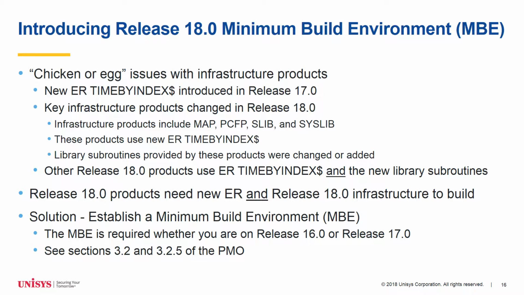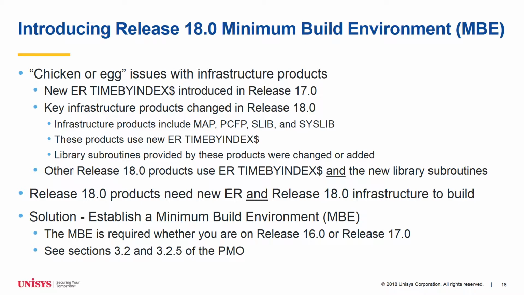To address this issue, we're introducing a new concept called the Minimum Build Environment, MBE for short. You must install a subset of software products from Release 18 on your Release 16 or 17 system before you can build, install, or execute the rest of the products associated with Release 18. This includes the Release 18 EXEC. You cannot build EXEC level 49R4 for Release 18 on your Release 16 or 17 system until you have first established an MBE.